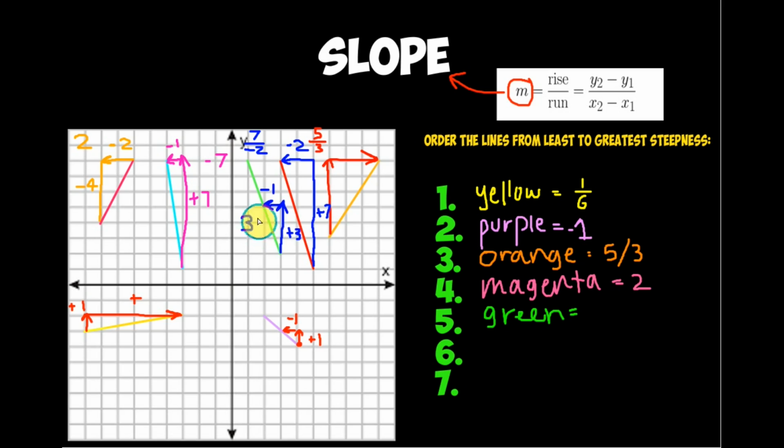And then I'm pretty sure we have red. Yeah, we have red with 7 over negative 2. So let's write that. Red with 7 over negative 2. And then we have, what is the final one? Aqua with negative 7. So let's write that down. Aqua with negative 7. And we're done.